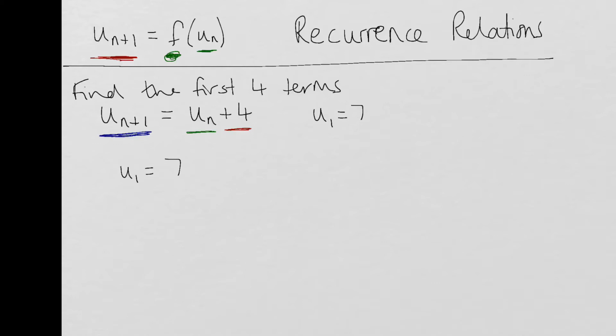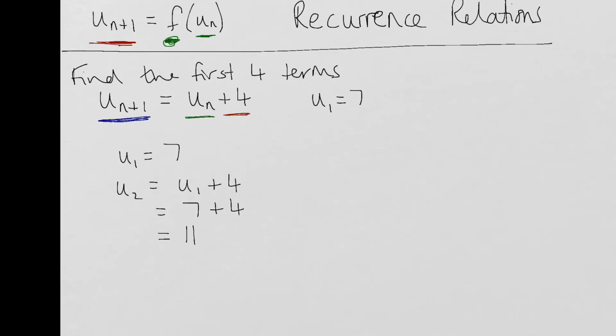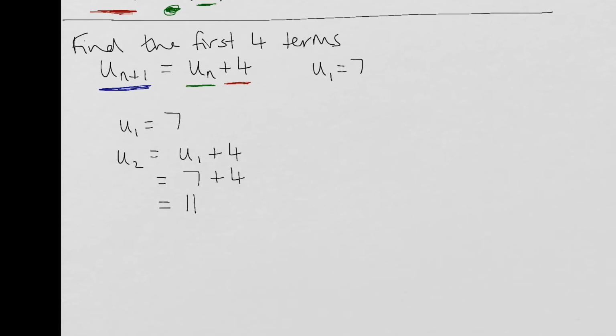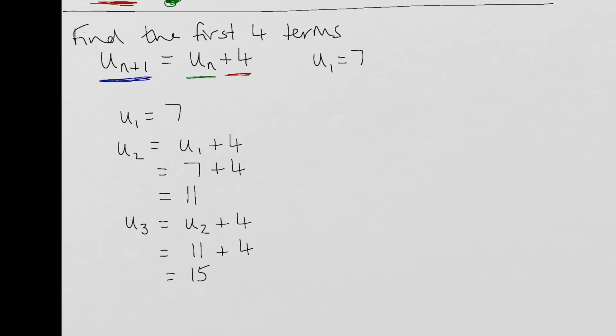So if I wanted the second term, I'm going to call that U2, not the band. And to get that, I would need to use the previous term, which in this case would be U1, and add on 4. We know that U1 was 7, so I'm going to substitute that in. So 7 plus 4 gives me 11. And that's it. Then I want to find the third term. So U3 would be the previous term, which was U2, again, not the band, plus 4. So that's going to be 11, because that was our second term, plus 4, so that gives me an answer there of 15.